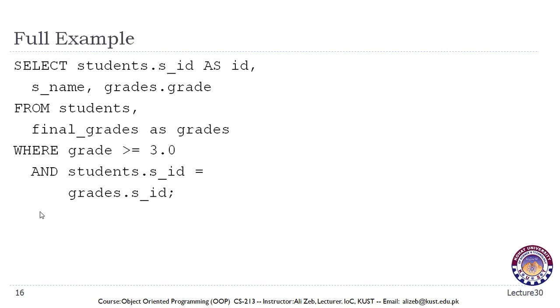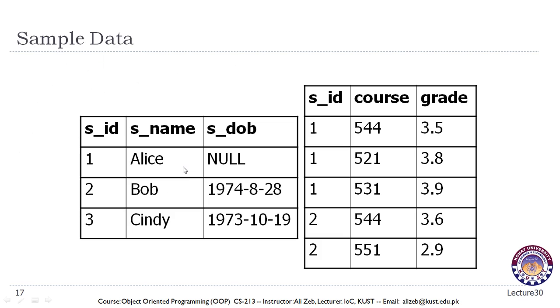Now this grades table, as we can see, is the final grades table, but it is renamed to grades. Now we can use the grades name within this SQL statement. These are the tables that we want to return the data from. This is the students table, and this one is the grades table. We have the student ID over here, the names of the students and the date of birth. In the other table, we have the student ID, the courses and the grades for those courses.